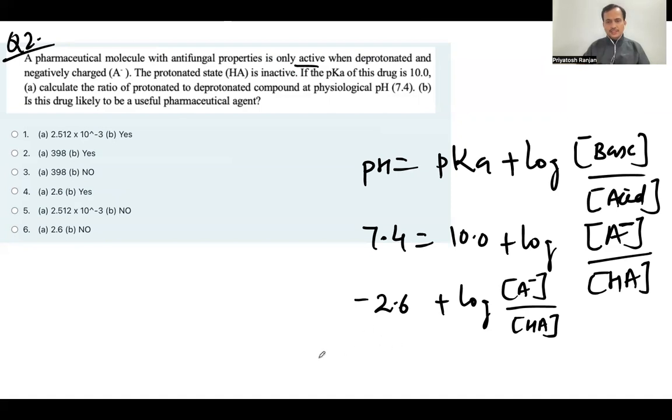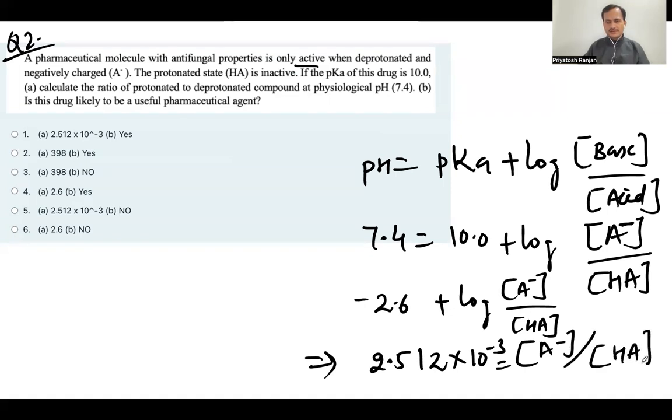So it's coming out to be 2.512 into 10 raised to the power minus 3, the ratio of base by acid. Now, if you look at the question, they have asked to calculate the ratio of protonated to deprotonated. So I have to interchange it. I have to inverse it. They have asked the ratio of protonated, that means HA by A minus.